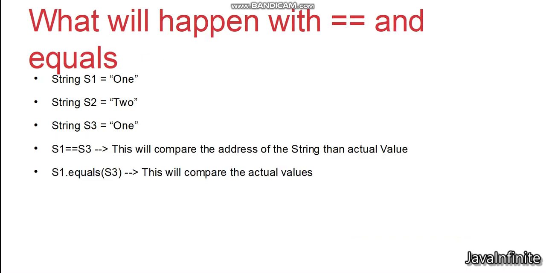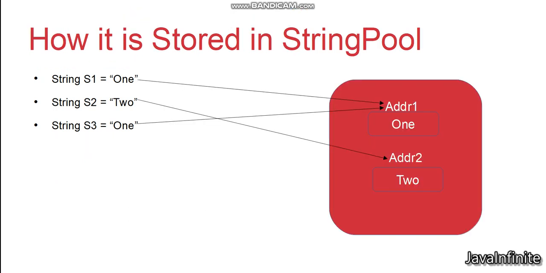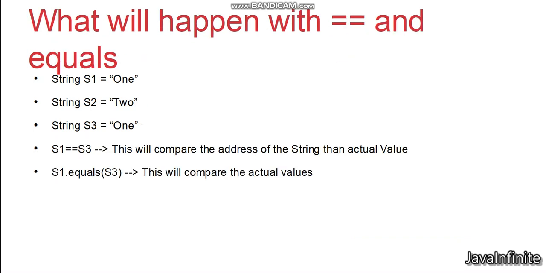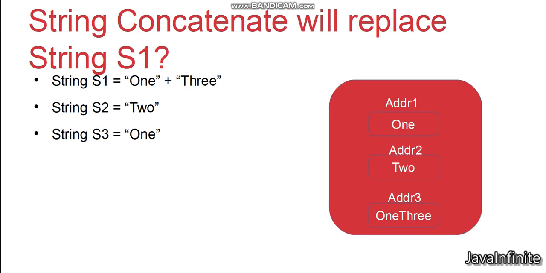So what will happen when we use double equal to compare the strings? Usually double equal to will compare the addresses of the strings rather than the actual value of the strings. So in this case we have s1 and s3 pointing to the same address 1. So when we use double equal to, it will return true. Also, equals matches the exact value of the string variables, so that will also be true in this case. So what will happen when we concatenate the string?